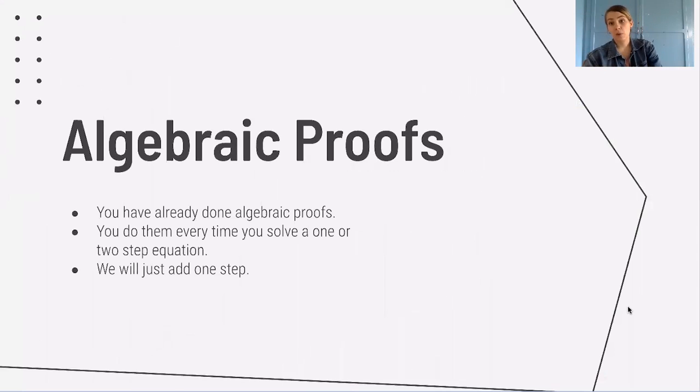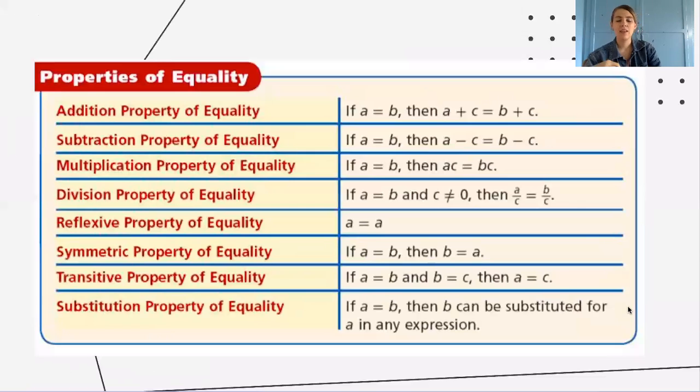So the deal with algebraic proofs is that you have already done them. The only difference between what you've done in the past and what we're going to do now is we're going to solve an algebraic problem, but we're also going to defend every step that we do. Now, the way that we show our defenses is by looking at these different algebraic properties.